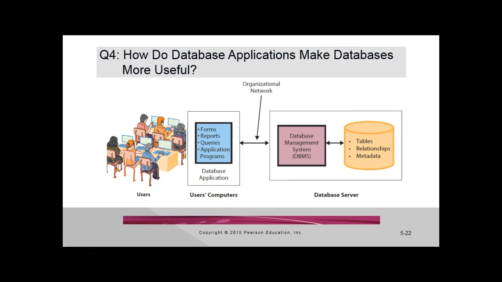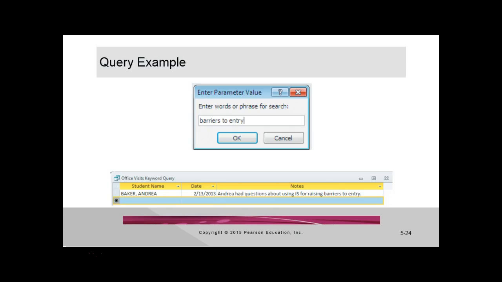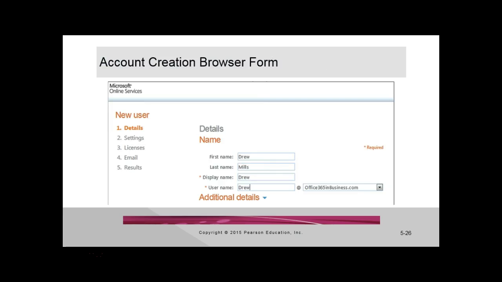So this kind of shows us where things go. We have a database that consists of tables, relationships, metadata. We have a database management system that sits on top of that. That's software that allows us to interface with it. And then we have database applications, applications that use the data, consisting of forms, reports, queries, application programs that do things. And users, this is how we typically access databases, through some kind of network. And those are some examples of queries and those kinds of things.